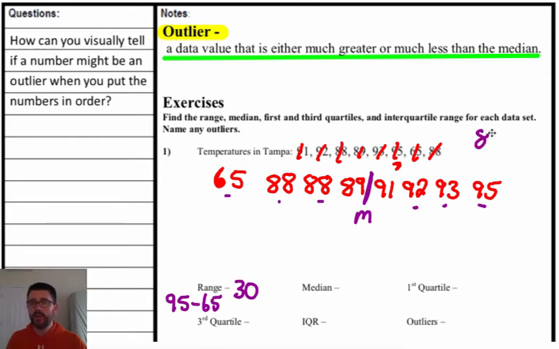You add them up, 89 plus 91, and then you're going to divide it by 2 because you had 2 pieces of data. 89 plus 91 is 180, divided by 2 gives me 90. My median is 90. Now, here's the part to be careful of.